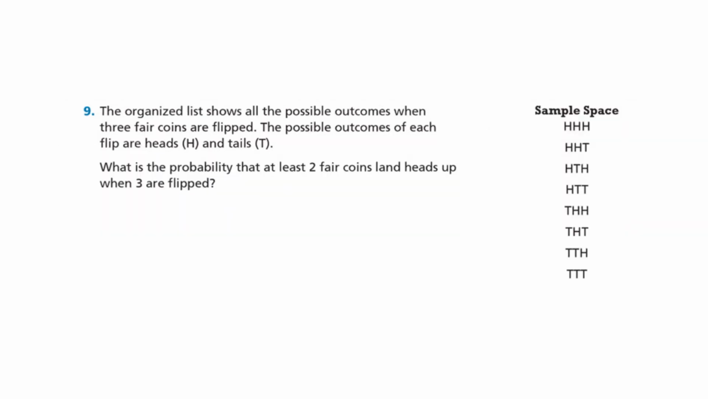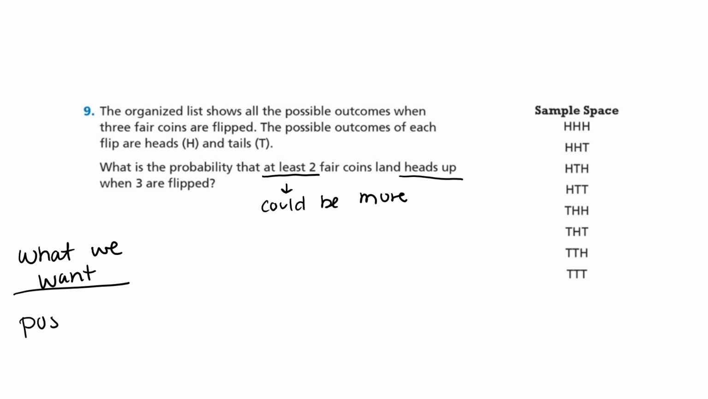In number 9, the organized list shows all the possible outcomes when 3 fair coins are flipped. The possible outcomes of each flip are heads and tails. What is the probability that at least 2 fair coins land heads up when 3 are flipped? So because it says at least 2, that means it could be more. So at least 2 or more than 2 have to be heads up. So having heads up is what we want to have happen, which would be the top part of our fraction, and then the bottom part of our fraction is total possible outcomes.